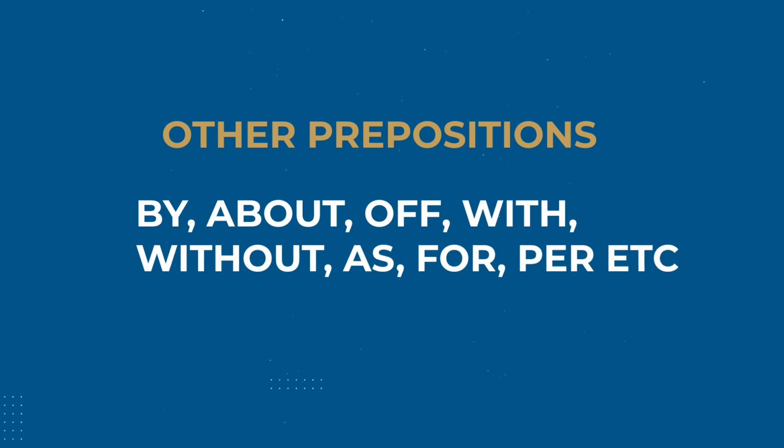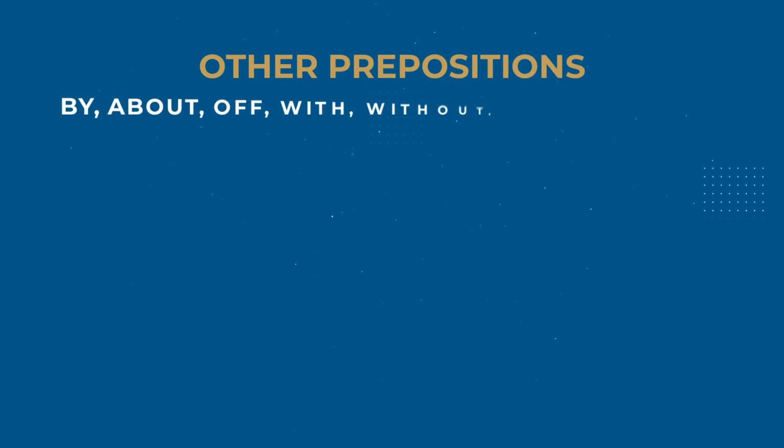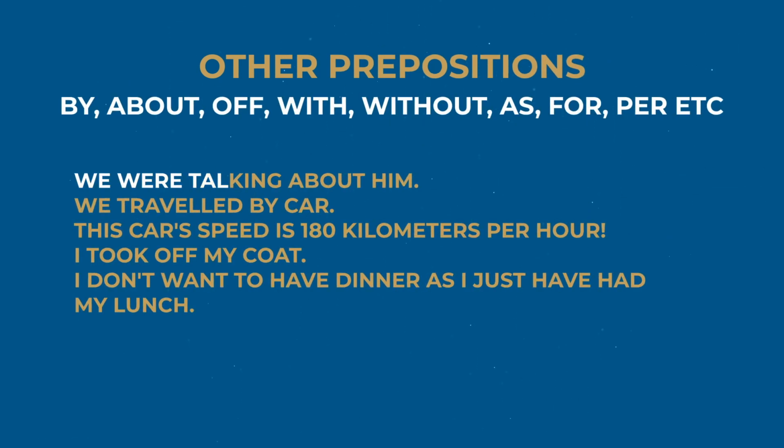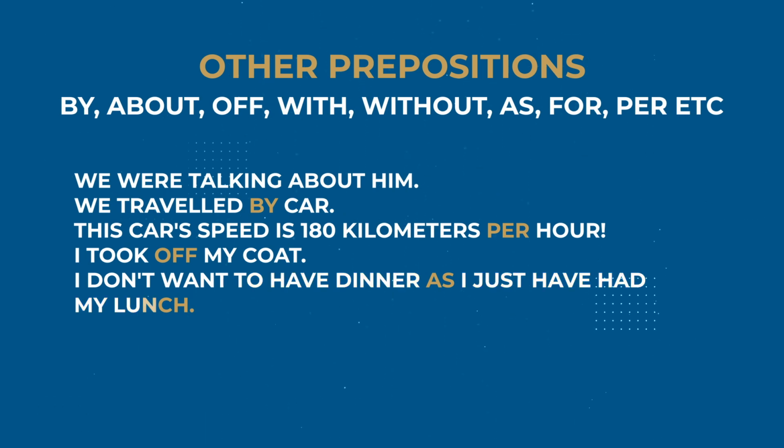Coming to the next, the third category, other prepositions, which includes by, about, of, with, without, as, for, per, etc. For example, we were talking about him, or we travelled by car. This car's speed is 180 kilometers per hour, or I took off my coat. I don't want dinner as I have just eaten lunch.